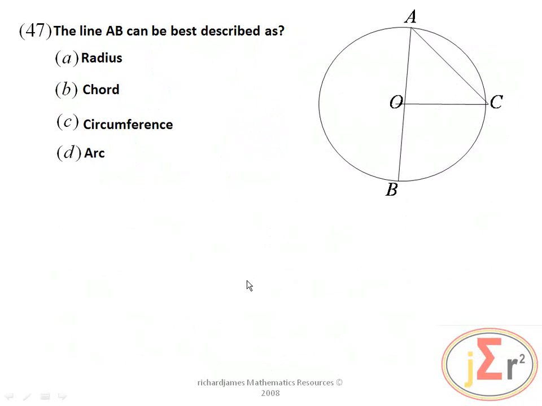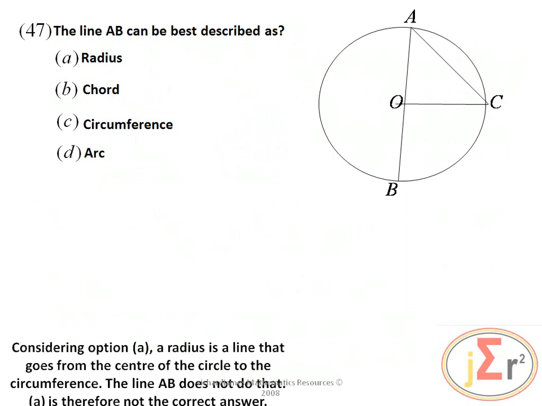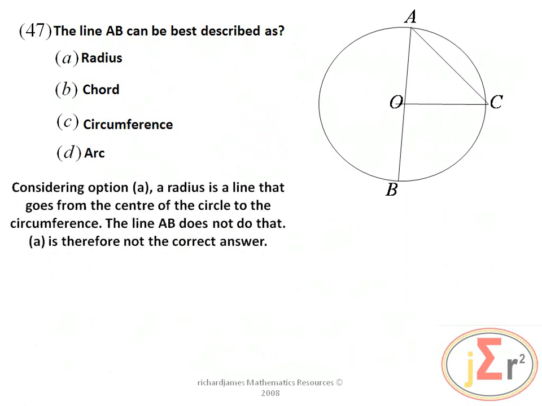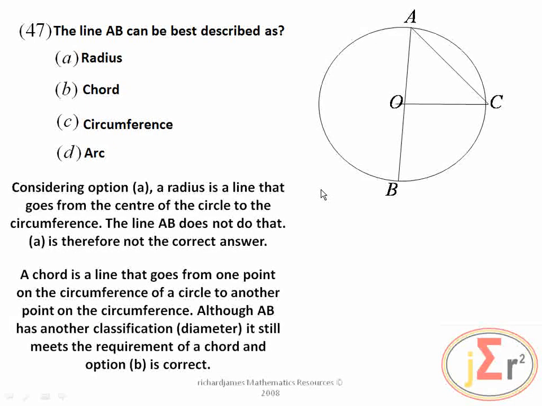The line AB can be best described as a radius, a chord, a circumference, or an arc. Which one? Considering option A, a radius is a line that goes from the center of the circle to the circumference. But where does AB travel? The line AB does not do that. AB goes from one point on the circumference to the other, so it is not a radius. A chord is a line that goes from one point on the circumference of a circle to another point on the circumference.